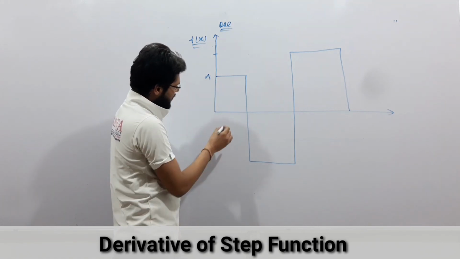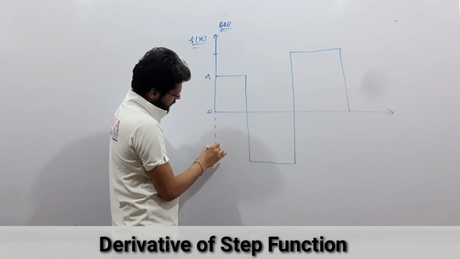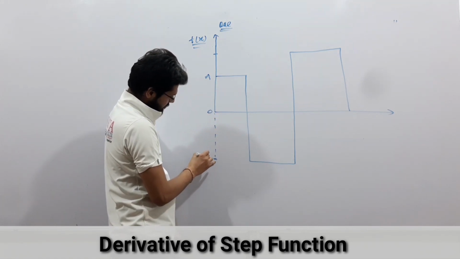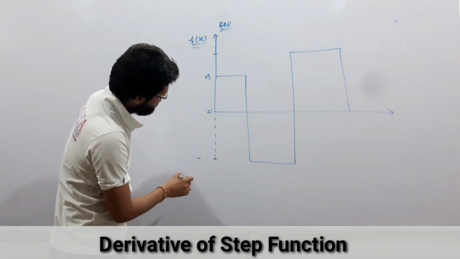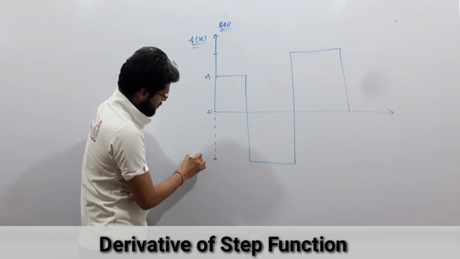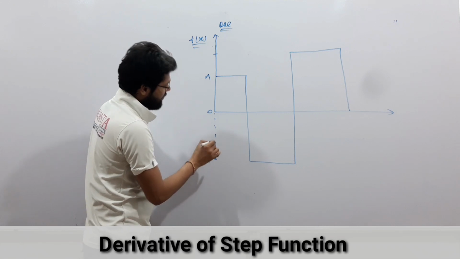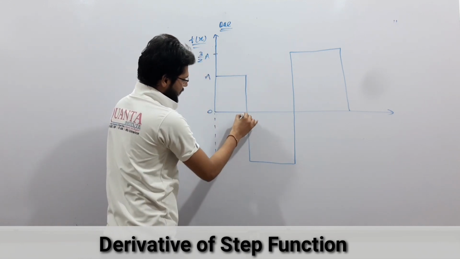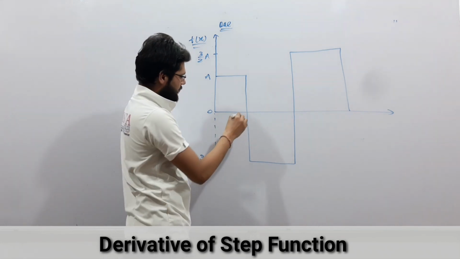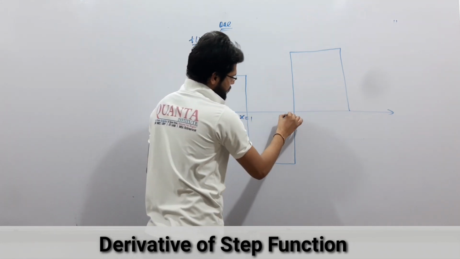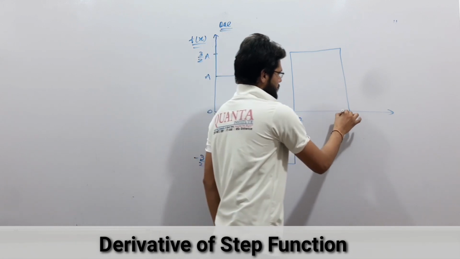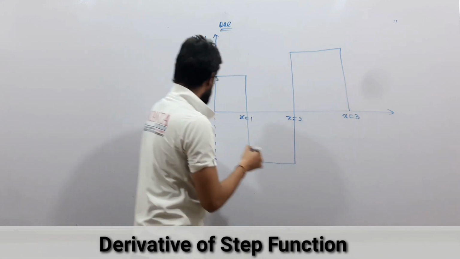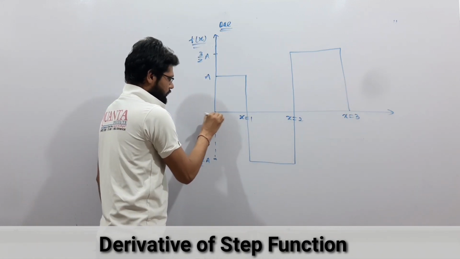Clear? This is point a, this is 0, and this is point minus 3 by 2a, and this is plus 3 by 2a. Let us take this point as x equal to 1, this point as x equal to 2, this as x equal to 3, and this is obviously x equal to 0.